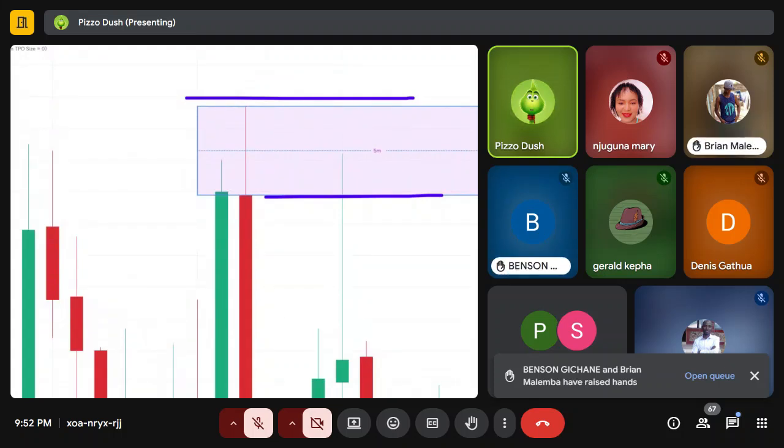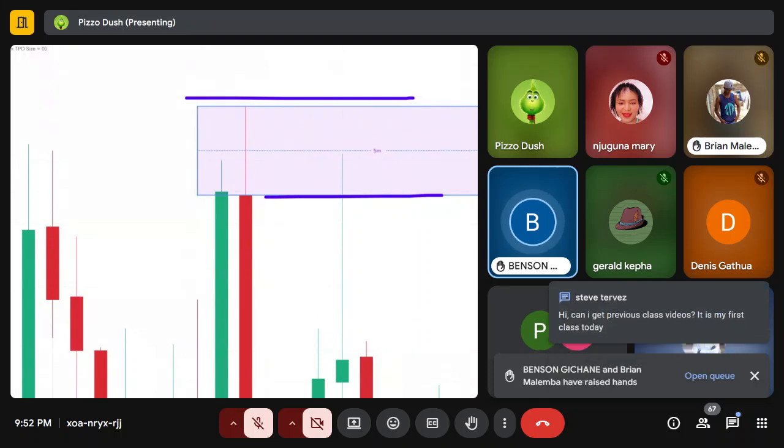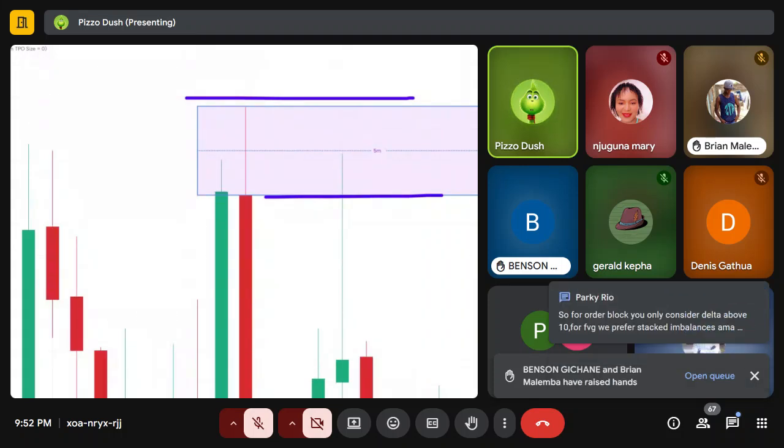Hi. On the previous class nilikuwa nataka uelezee difference ya divergence na absorption. So hiyo tutakuja kwa tweet tukifika kwa absorption. Okay. Yeah.